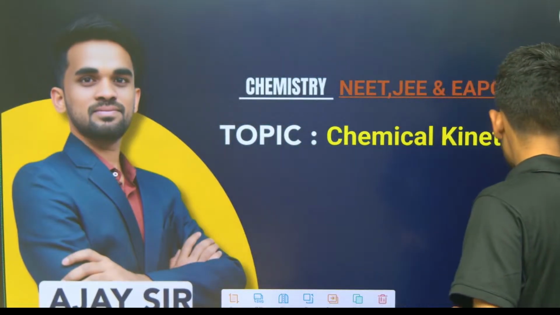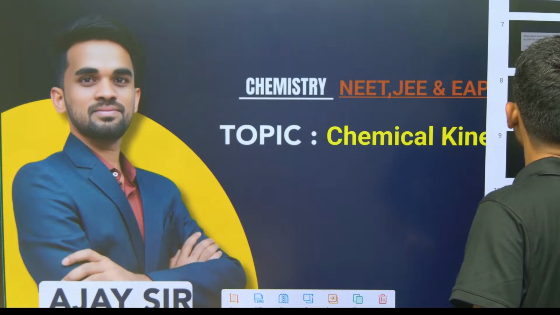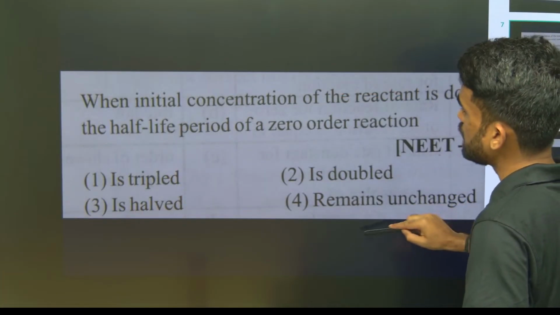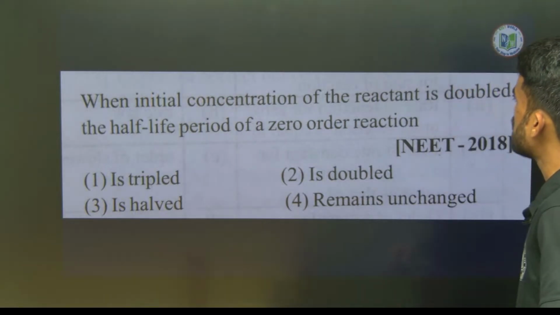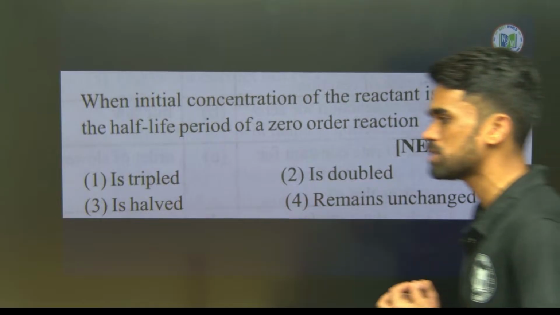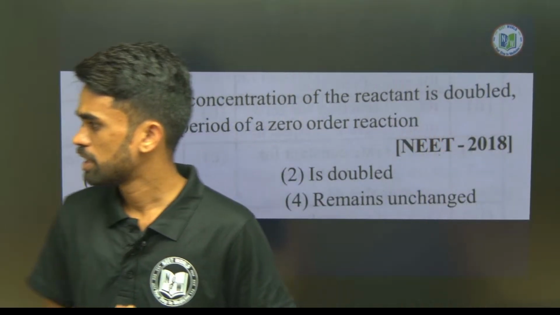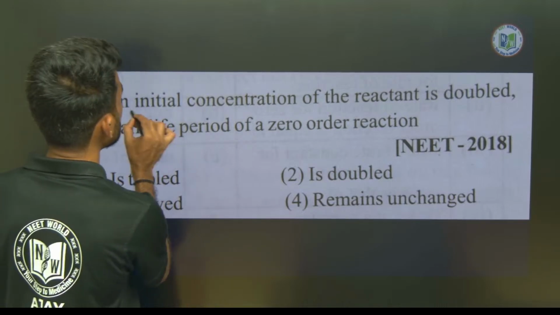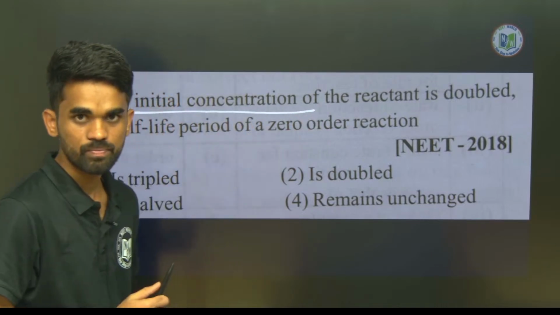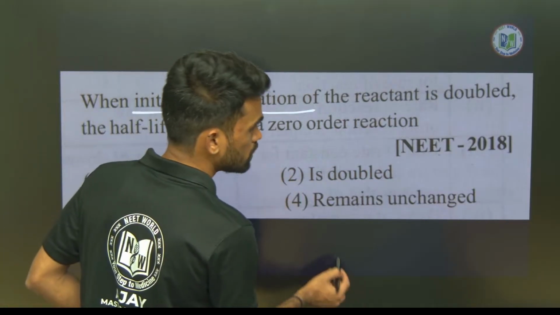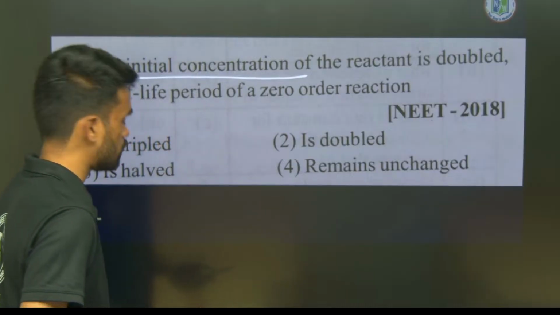Now here I will be showing you a few questions. If you have followed the classes previously, you can easily answer this kind of questions. So look at here: when the initial concentration of reactant is doubled, what happens to the half-life period of a zero order reaction? How is T half of a zero order reaction related to the initial concentration of the reactants? By knowing that, you can answer this, very easy, right? This is a NEET 2018 question.